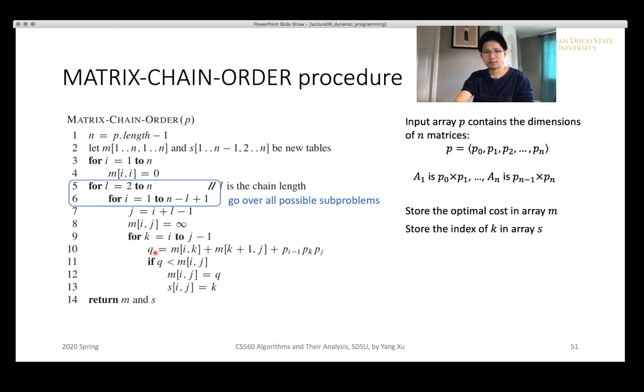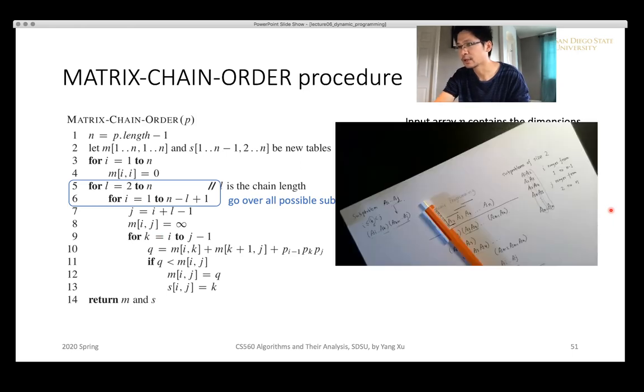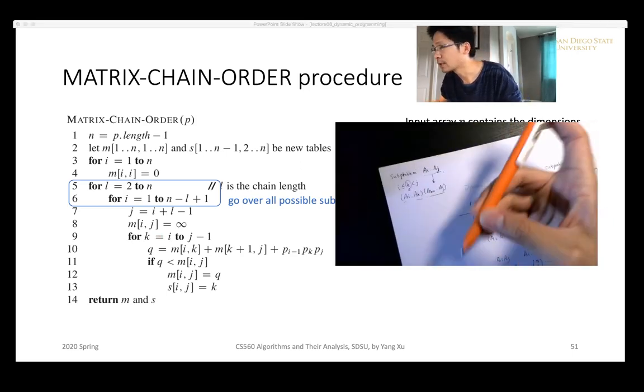So that's what the third for loop from line 9 to line 13 does. From line 9 here, we define a third loop counter K that starts from I to J minus 1, right? Because let me open up this camera again, because this is what I wrote before.